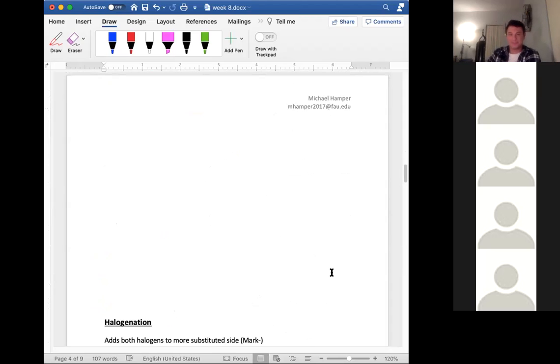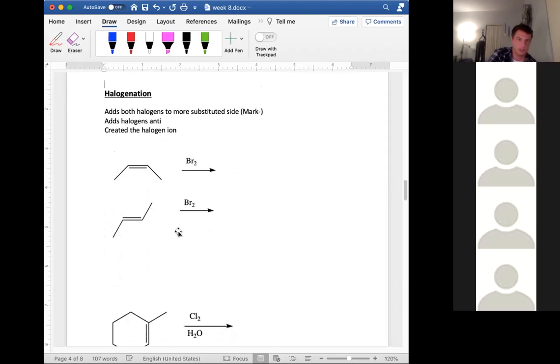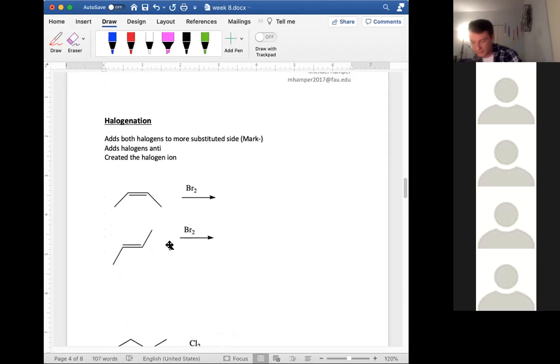Halogenation. What do we think that the reagent is? We said hydrohalogenation is a hydrogen with a halogen. So halogenation must just be what? Yeah, just two halogens. Hydrohalogenation is a hydrogen and halogen. Halogenation itself is only two halogens.